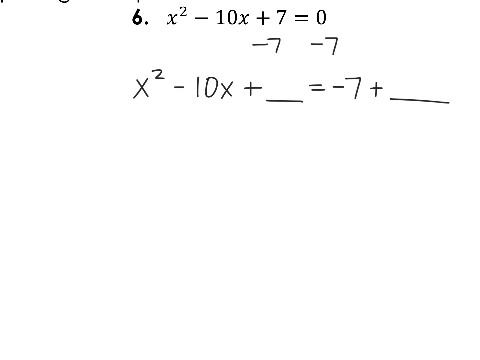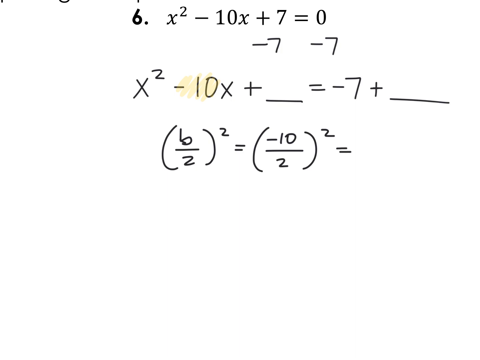So it is b divided by 2 squared. What number is b? It is -10. Make sure you take -10, not just 10. So it is going to put -10 divided by 2 squared. One baby step at a time. What is that then? That's -5 squared.